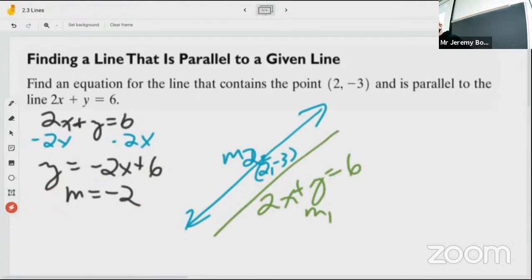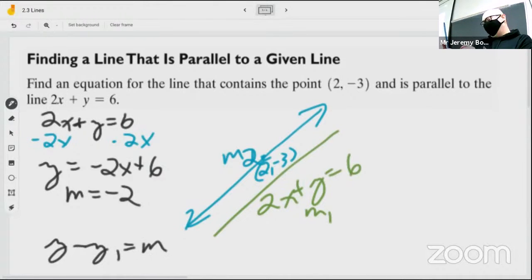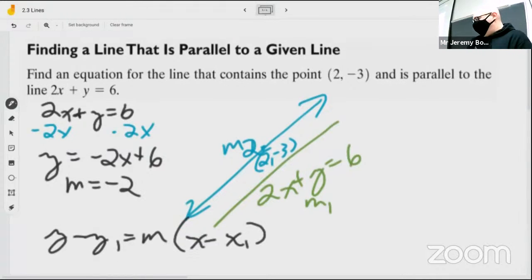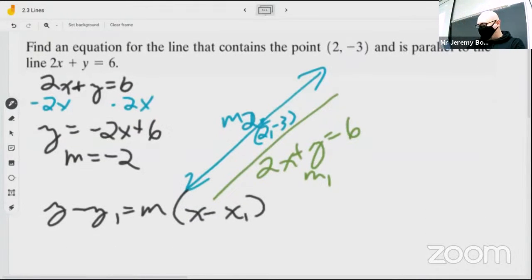So now we have the slope of our line. We have a point that's on our line. So we're going to plug it in to our point-slope form. y minus y sub 1 is equal to m times x minus x sub 1, which is going to be y minus a negative 3 equal to negative 2 times x minus 2.